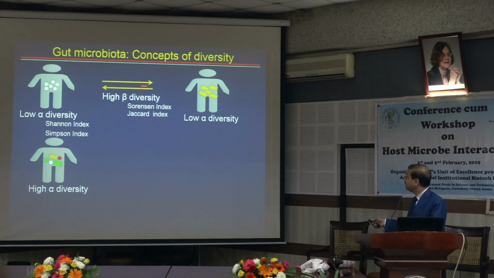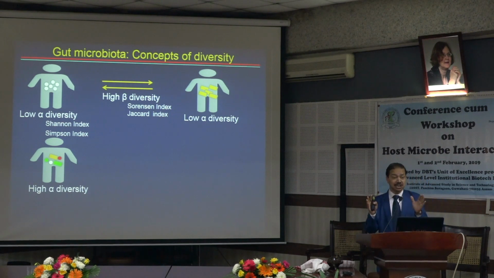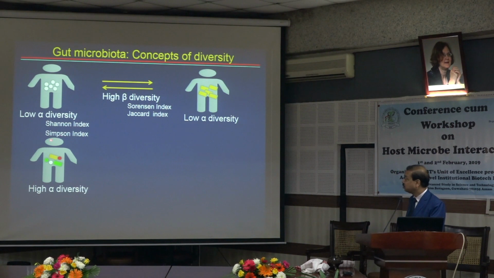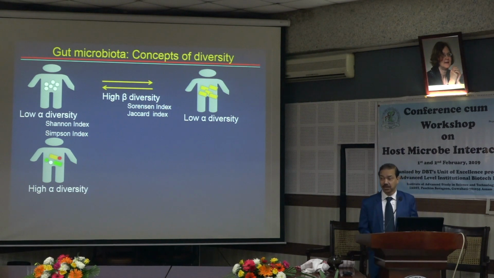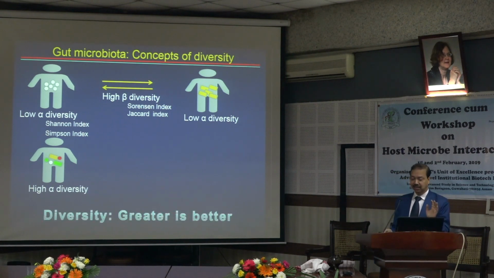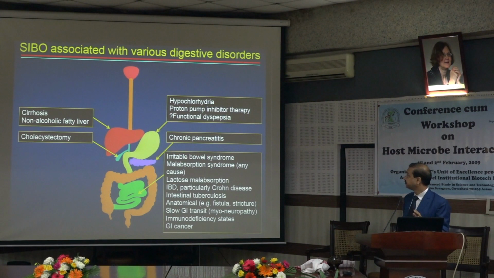But compare these two individuals. This is a high beta diversity. That means inter-individual variation is beta diversity, and intra-individual variation is alpha diversity. Like here, this person has high alpha diversity, and greater diversity is better. So in bioinformatics, they use the Shannon index and Simpson index for alpha diversity, the Sorensen index and Jaccard index for beta diversity, and so on. Now remember only one thing, that diversity is better.